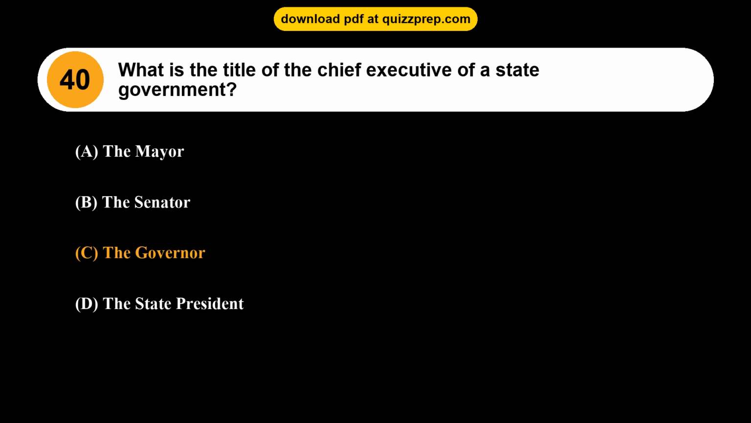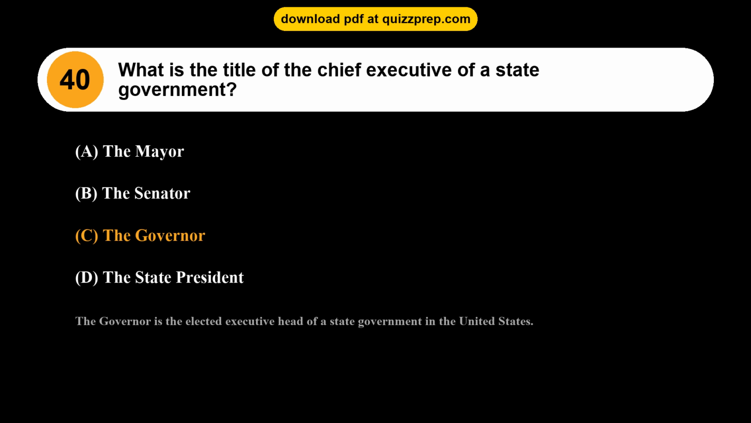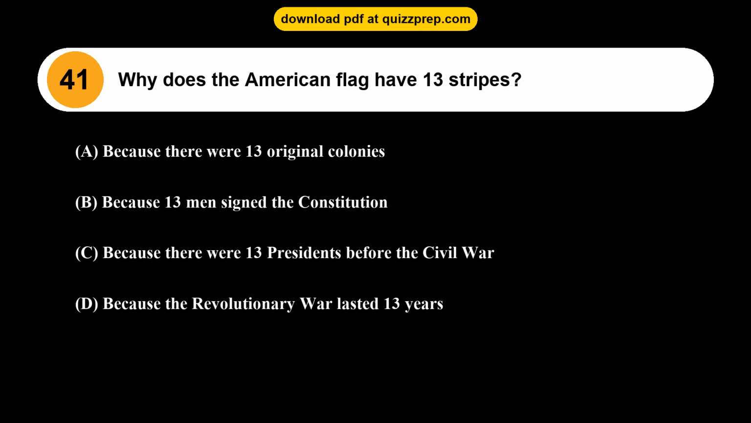The governor. The governor is the elected executive head of a state government in the United States. Question 41. Why does the American flag have 13 stripes?